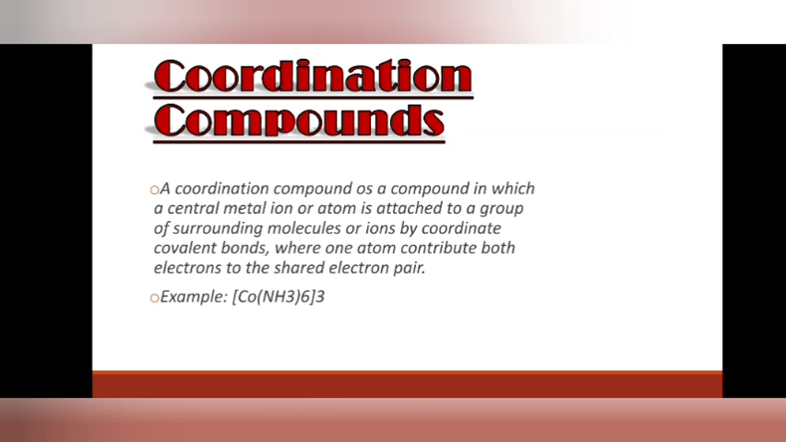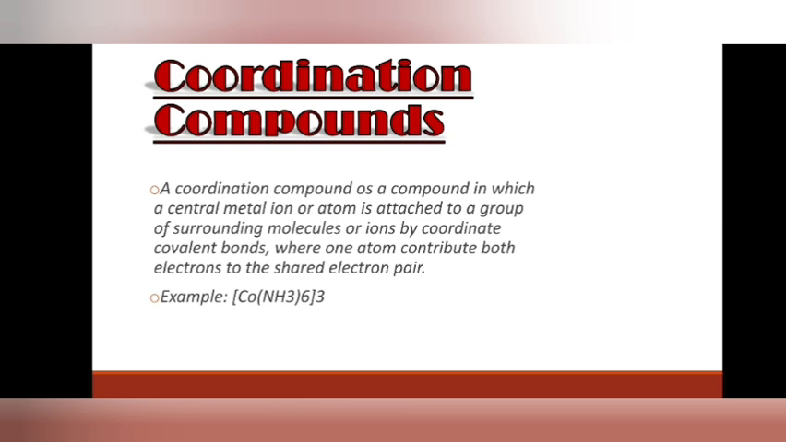So cobalt is the central metal ion or atom, and this metal atom is further attached to a surrounding group of molecules or ions, and the bond between the metal and these surrounding ions or molecules is a coordinate covalent bond. Now, what is the difference between a coordinate covalent bond and a covalent bond? In a coordinate covalent bond, the electron pair is shared, not a single electron. One atom gives both electrons, one pair of electrons, towards the metal.